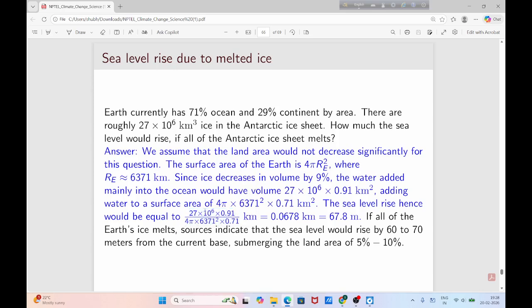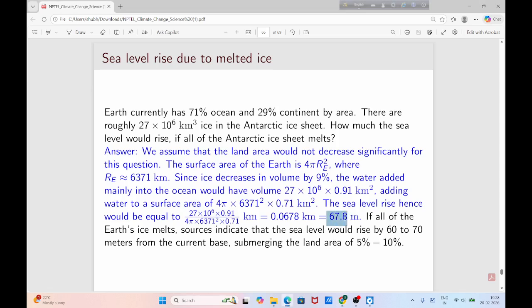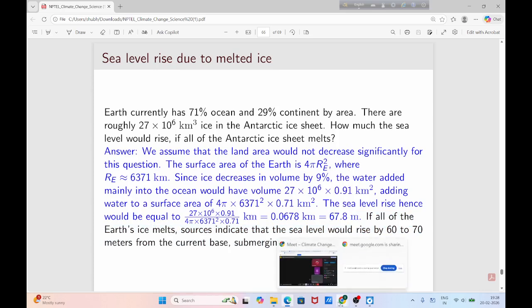Now that rise will come out in kilometers. It gives us 0.0678 kilometer, which is 67.8 meter. So roughly we get an idea of how much the sea level is going to rise. It was a very simple calculation. Researchers run complicated models, but based on this simple calculation the rise is 67.8 meter. The research suggests it can rise 60 to 70 meters, and our answer is close to that. It's a simple trick to estimate the sea level rise.